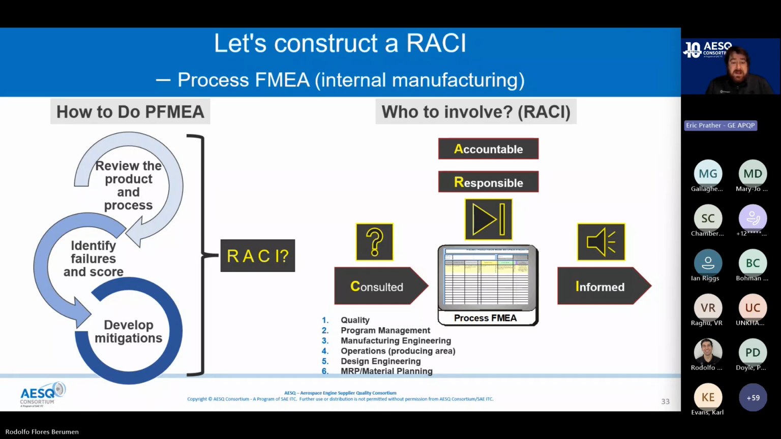So we have a few examples down on the screen, and we'll jump into Slido here in a second. But remember, we're looking at accountable, responsible, consulted, informed. And the roles that we've picked out are quality, program management, manufacturing, operations, design, and MRP or material planning.